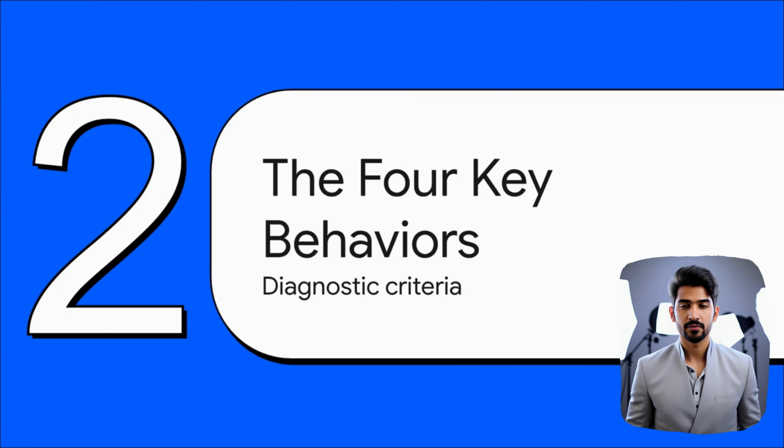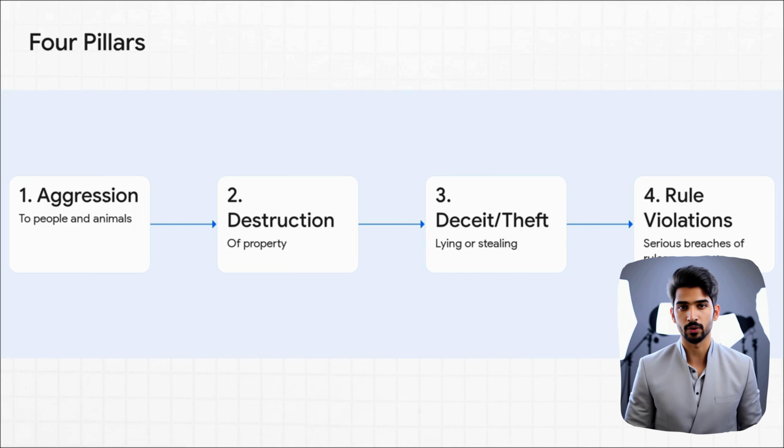Now, a list of 15 different criteria can feel like a lot to take in, right? But thankfully, it's really helpful to group them into 4 main categories. This really helps paint a much clearer picture of what's going on. These are basically the 4 pillars of the diagnosis. Pretty much any behavior that qualifies for conduct disorder is going to fall into one of these buckets. So let's dive into each one and look at some real-world examples.